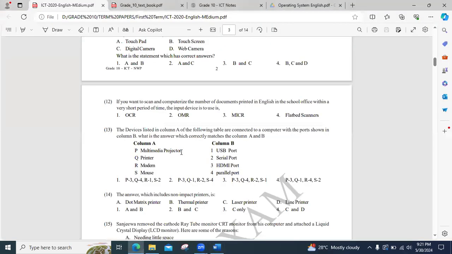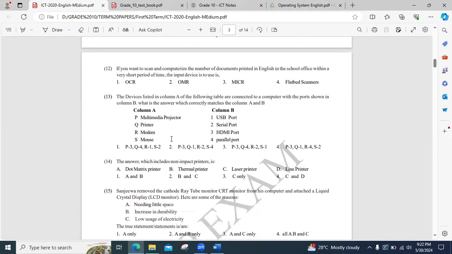Now again, you have to see what is this OMR. OMR is to correct the MCQ papers. MICR is to read the checks, check numbers you can read. And scanners are normal scanners, you can scan the pages. So that is the 12th question.